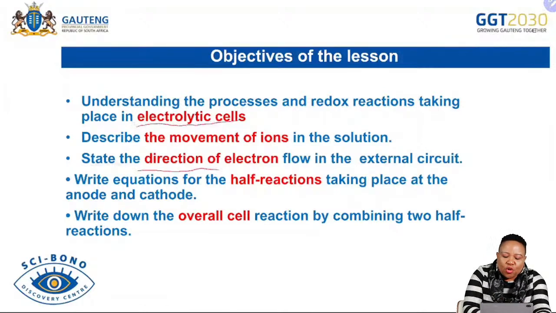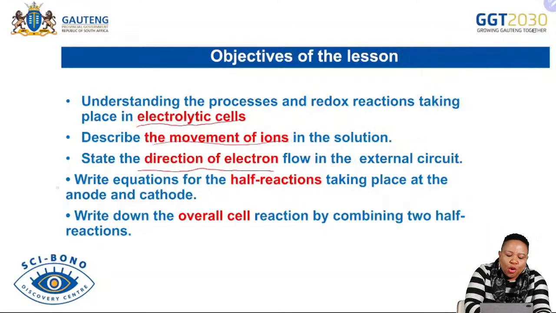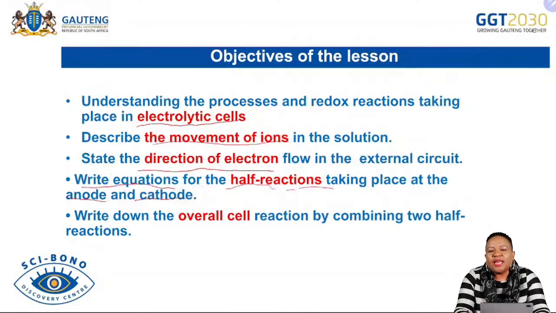State the direction of electrons in terms of the flow of electrons in the external circuit. I think by now we understand the difference between an external circuit and the internal circuit. Also, write down the half reactions that take place at the anode and the cathode. Exactly as we did in our galvanic cell, we are still going to be expected to write the half reactions that occur at the anode and the cathode.